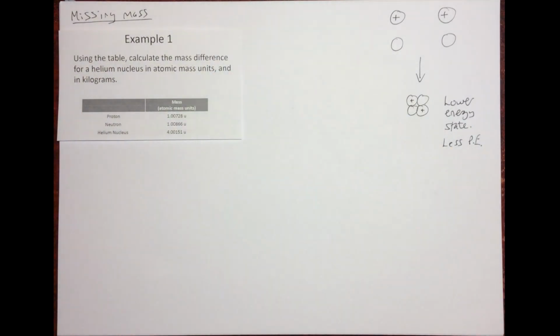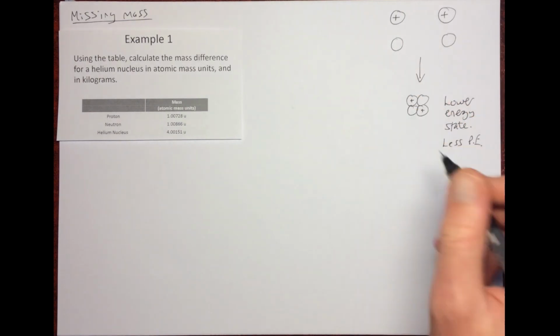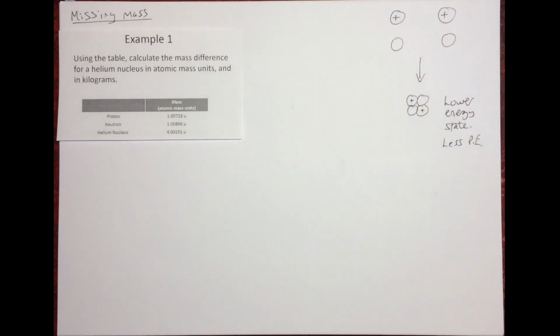So here is information that we're going to need in order to analyze the helium nucleus. With the data in this table here, we're going to try and calculate the mass of two protons and two neutrons and compare that with the mass of a helium nucleus, which, as we know, is two protons and two neutrons. And we're going to find something interesting here.